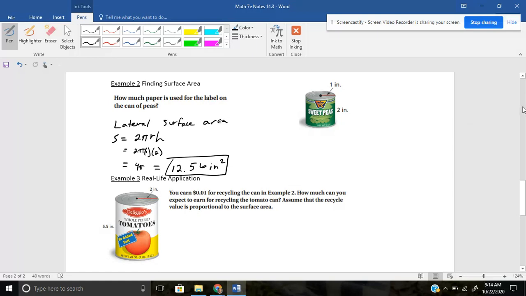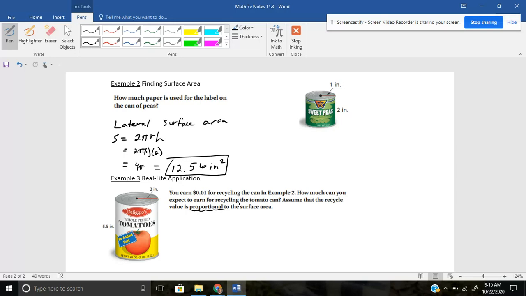All right, example 3 says you earn 1 cent for recycling the can in this example. We earn 1 cent, 1 penny. How much can you expect to earn for recycling the tomato can? And assume that the recycle value is proportional to the surface area. All right, so we're probably first going to have to find the surface area here of the tomatoes and compare that to the surface area of the peas, and then use a proportion to find out how much we could earn for the tomatoes.